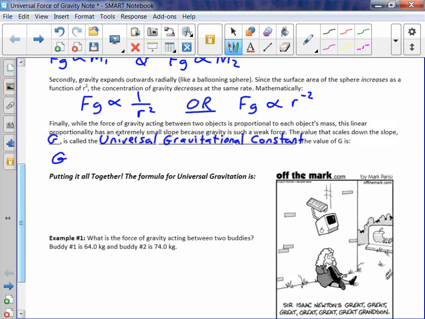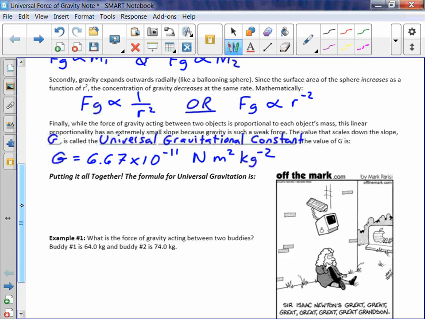And G equals 6.67 times 10 to the power of negative 11. And that is the unit, Newton meter squared per kilogram squared.